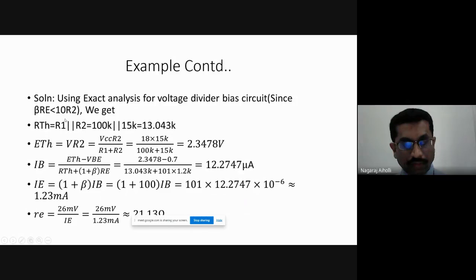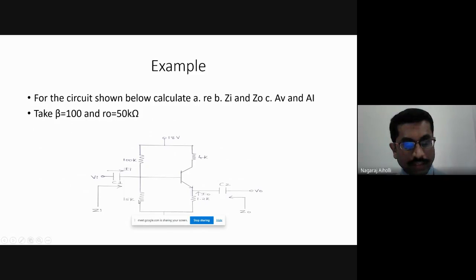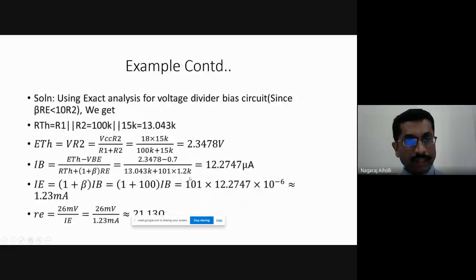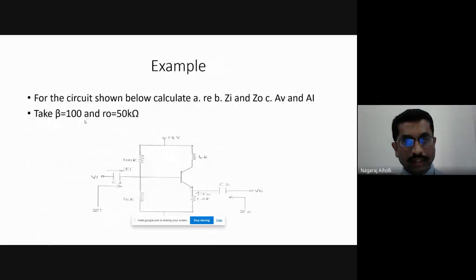Beta into RE. What is beta? 100 into RE, sorry, RE is the emitter resistance. So 100 into 1.2K is 120K. This 120K is to be compared with 10 times R2. What is R2 resistance? R2 resistance is 15K. So 10 into 15 is 150K.